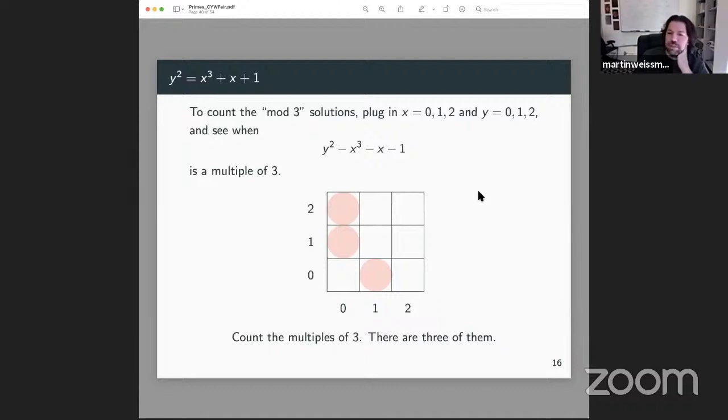So that's the process. You start with your equation, you put all the variables on one side, you plug in 0, 1, and 2, and you count how often the result is a multiple of 3.